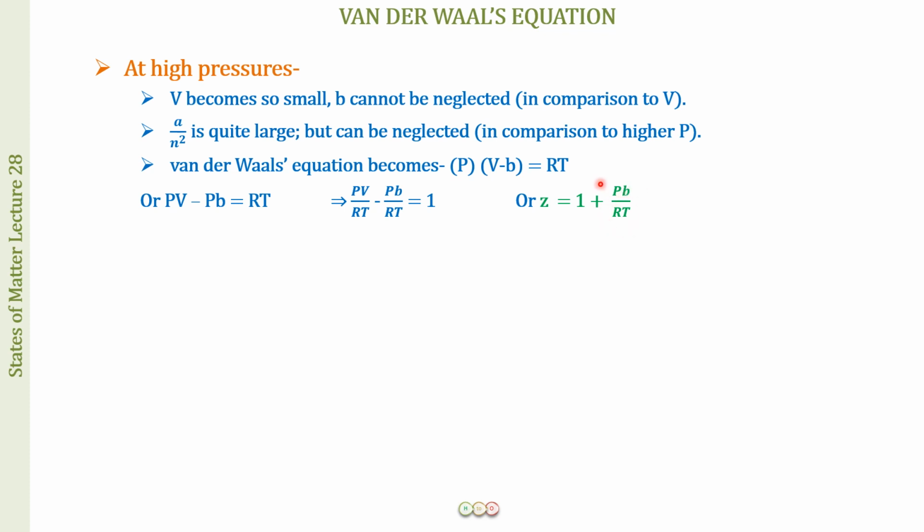So something is being added to 1 at a high pressure, and Z is therefore always greater than 1 at a high pressure. This is what you have studied. This is what we have as a positive deviation. Also, what you can see here is that when we increase the pressure value further, the value of Pb by RT will keep on increasing, and the value of Z will keep on increasing, staying greater than 1. Fine, I hope this is clear.